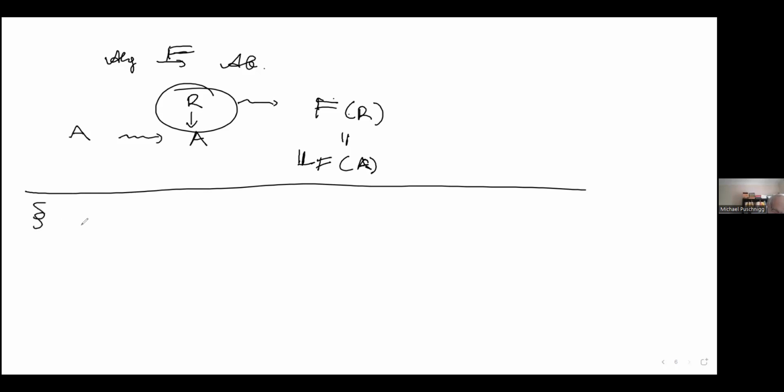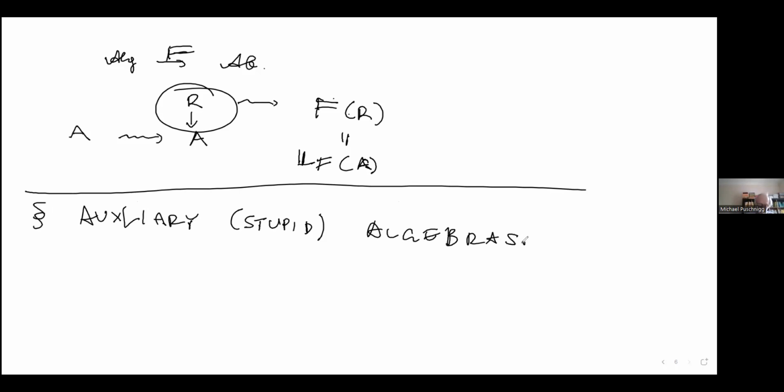So we use some auxiliary algebras. And by myself, I give a name to them. Namely, I call them stupid algebras. I mean, they are stupid, but pretty useful. That's something one learns in life, that stupid things may still be useful. And so here is one example for this, and this is a quite general construction.